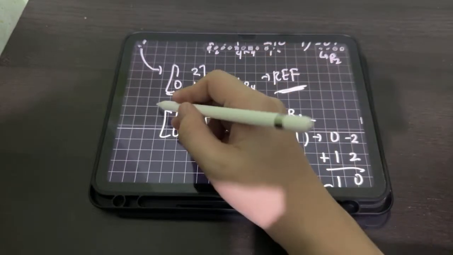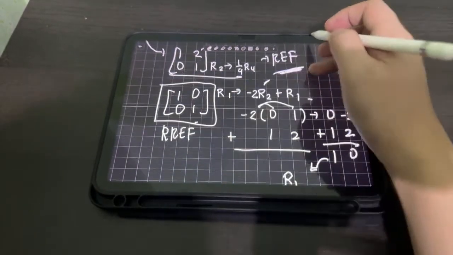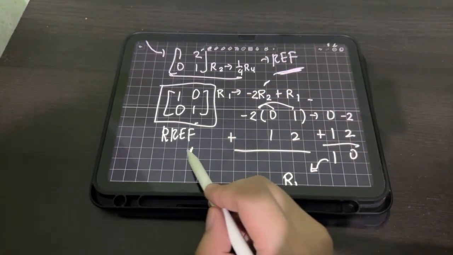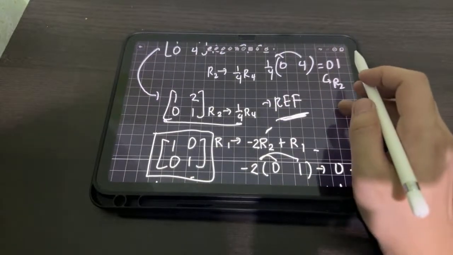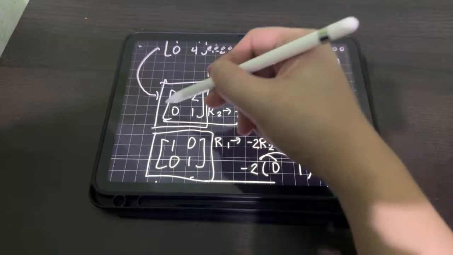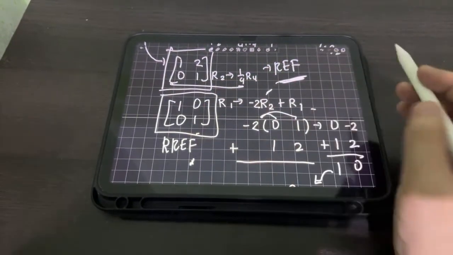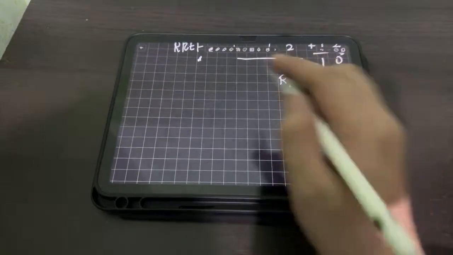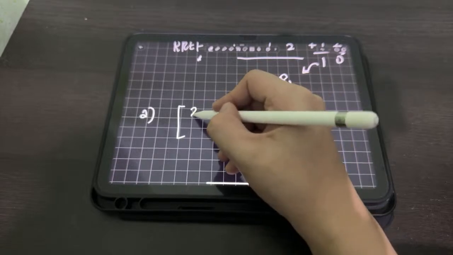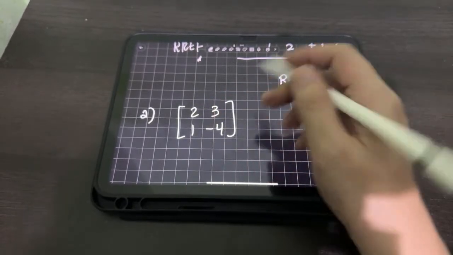So therefore, this is the RREF, applying this last operation. Okay? So the answer for number 1, the REF is 1 2 0 1, and the RREF is 1 0 0 1. Okay, next, number 2, another 2 by 2 matrix: 2, 3, 1, negative 4.